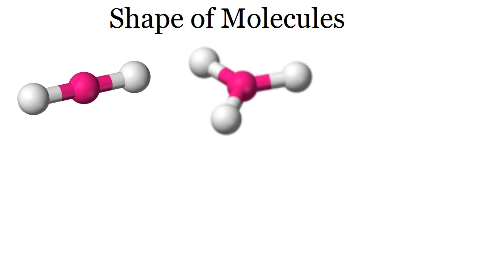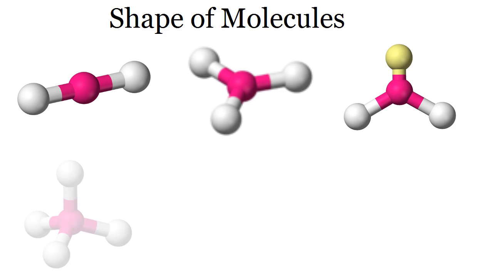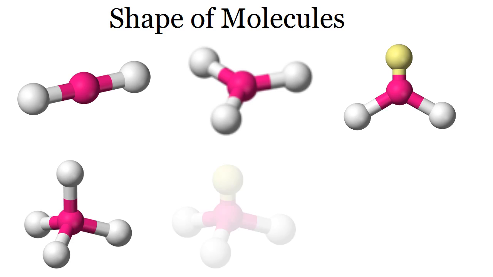Shape of molecules: linear, bond angle 180 degrees. Example: beryllium chloride. Trigonal planar, bond angle is 120 degrees. Example: BF3. V-shape with 1 lone pair, and bond angle less than 120 degrees. Example: singlet carbene. Tetrahedral, bond angle is 109 degrees.